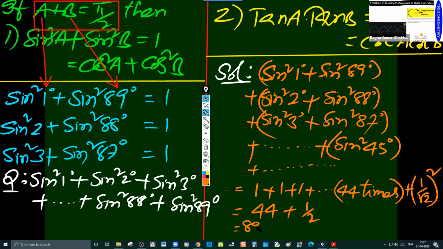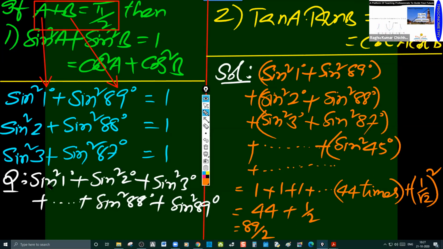89 divided by 2. See how the question is beautifully formed. Based on the results, if a plus b is equal to pi by 2, then sine square a plus sine square b is equal to 1, and cos square a plus cos square b is also equal to 1. That is the reason why I asked you in the beginning, what is sine square 1 plus sine square 89? It is 1, you said. Sine square 2 plus sine square 88, you said 1. Sine square 3 plus sine square 87, you said 1.